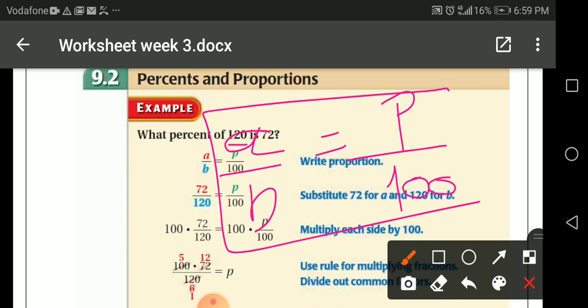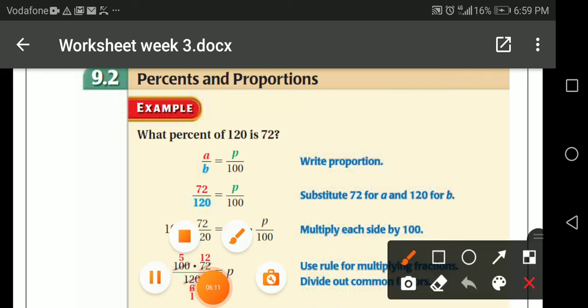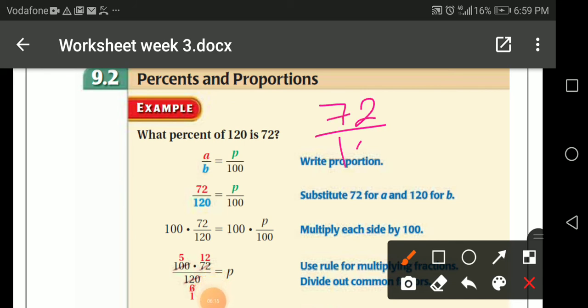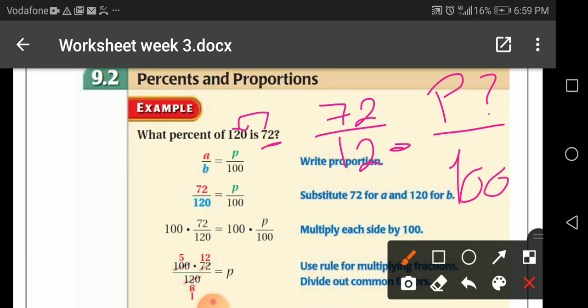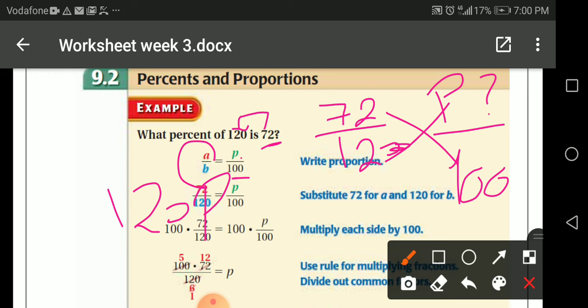So what percent of 120 is 72? I'm writing 72 over 120. 72 over 120 equals what? Percent over 100. So the rule is A over B equals P over 100, the proportion. And I have down the 100, the percent. So I have 72 over 120 equal what over 100? Now it's very easy: cross multiplication. 120 times P equals 72 times 100.